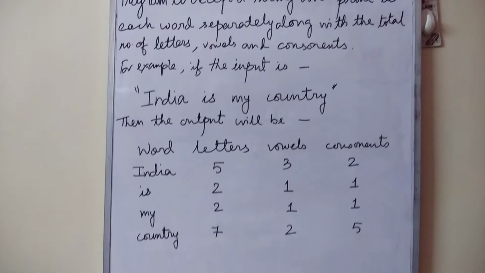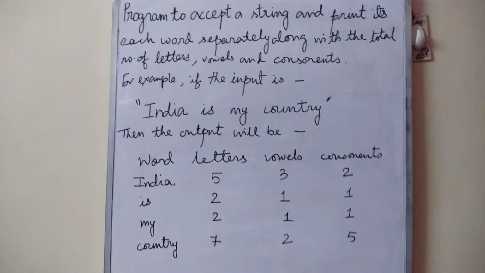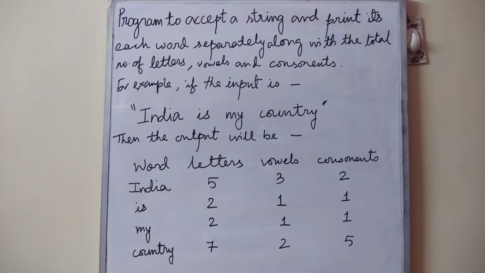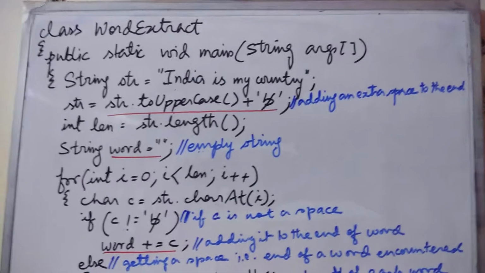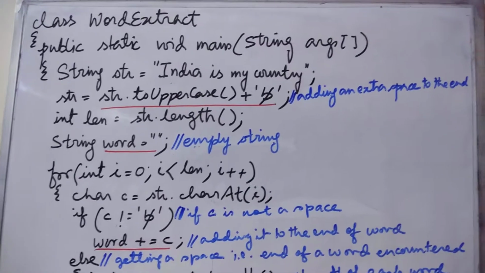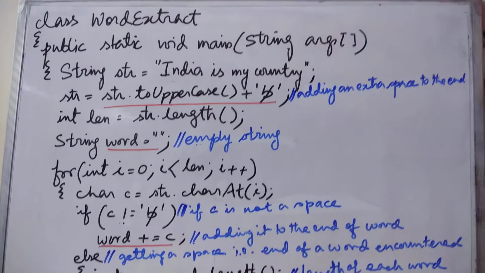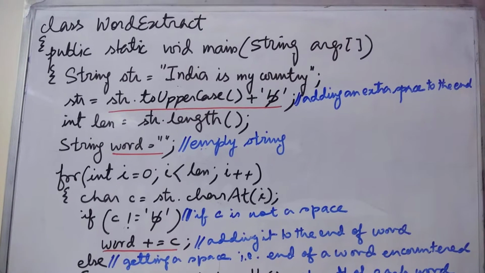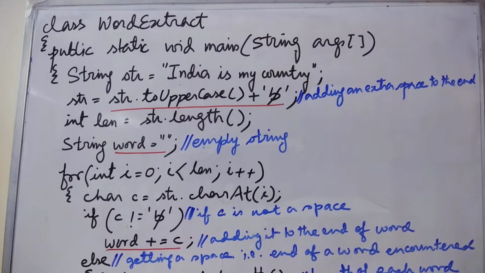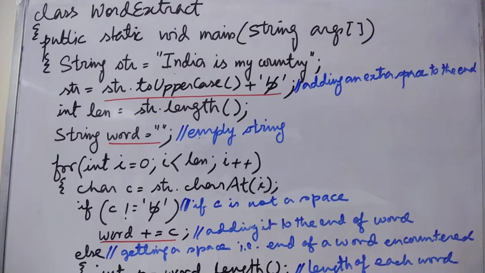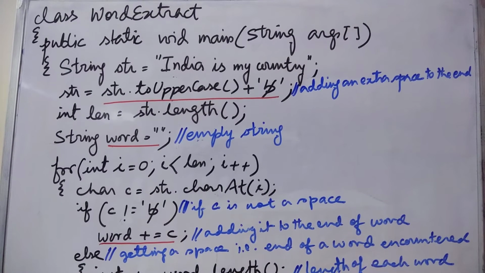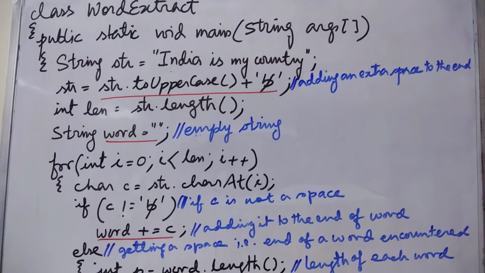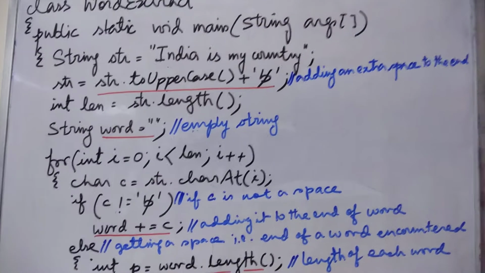So we'll see the logic of this program and I'll discuss how it proceeds. Now let us see the program. I'm reading out the program. Class WordExtract, public static void main(String args[]), String str = "India is my country". I'm taking a static input, that means I'm not taking it from the user.